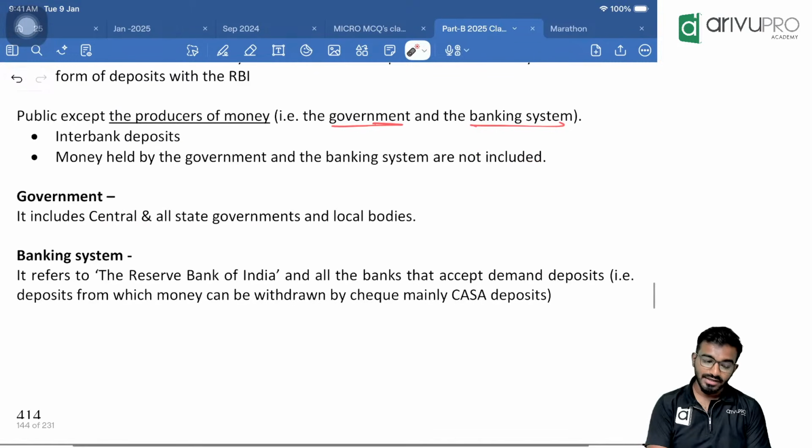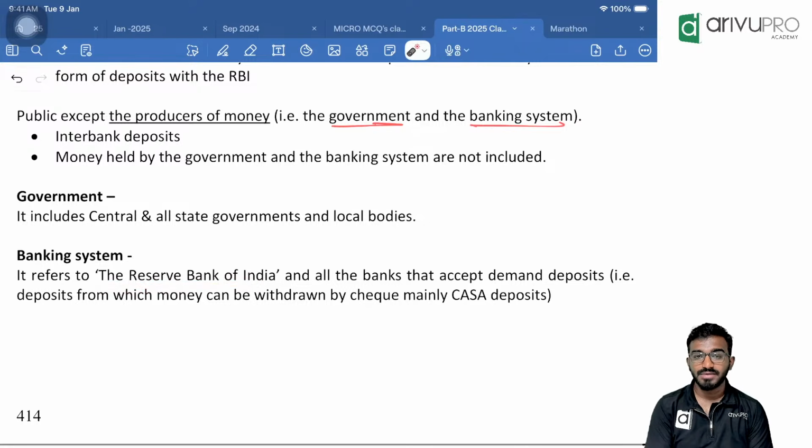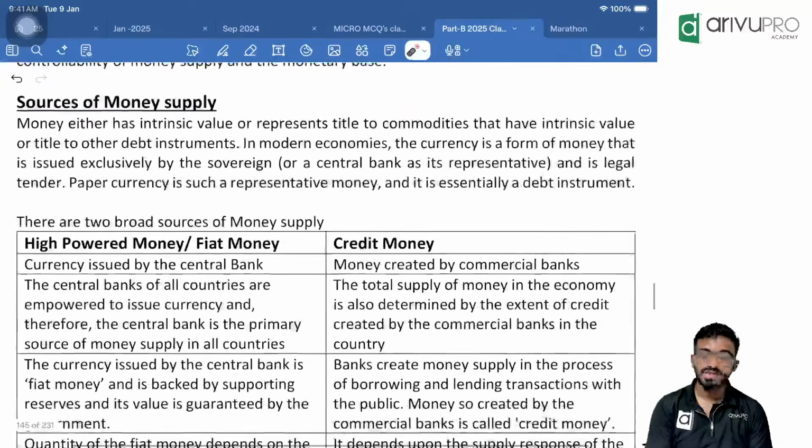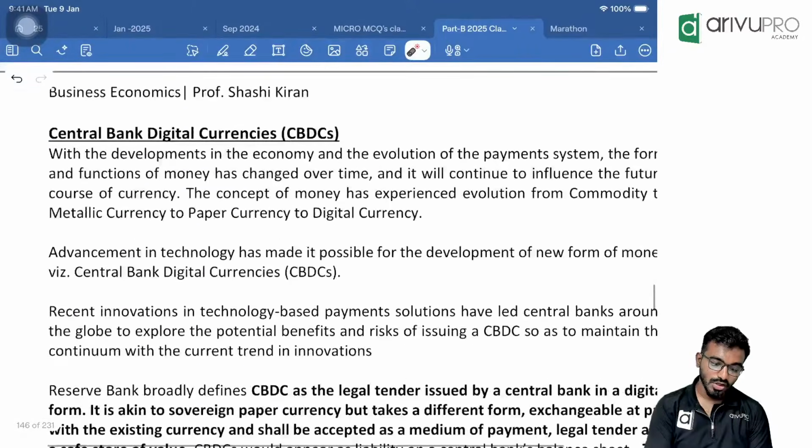Government, nothing but central government and state government and all local bodies. Banking system: Reserve Bank of India and all those banks which come under the Reserve Bank of India, one who accepts CASA deposit, current account and savings account deposit. They are coming under the definition of banking system. Clear? So now straight away we'll go to the concept of CBDC.